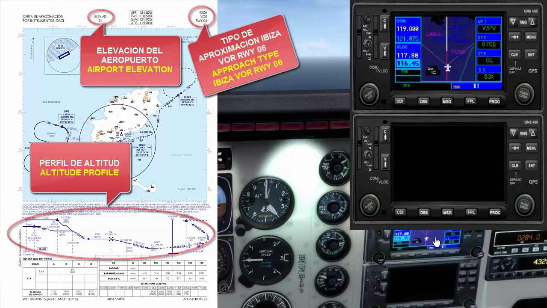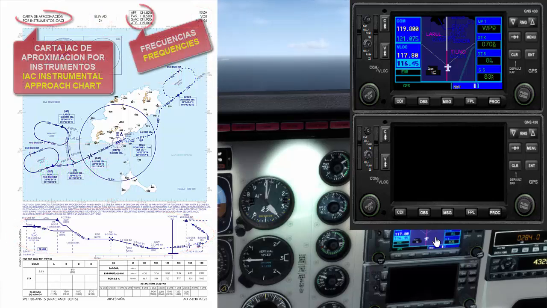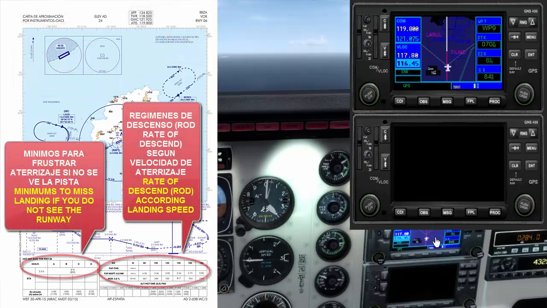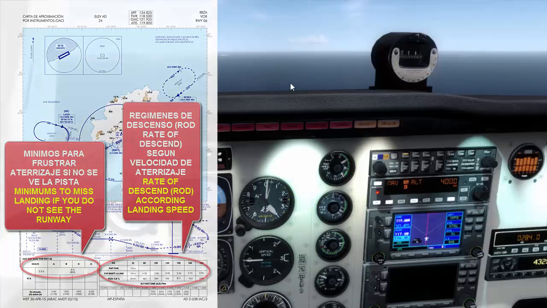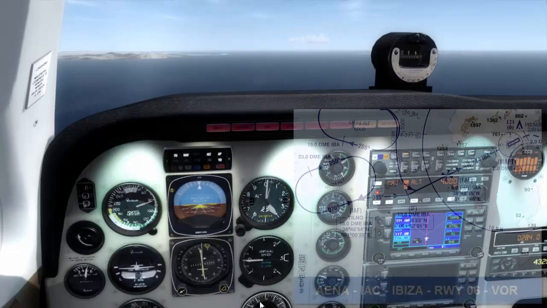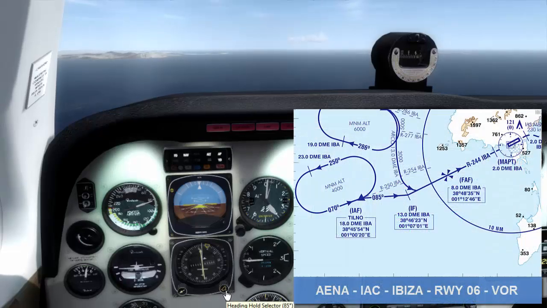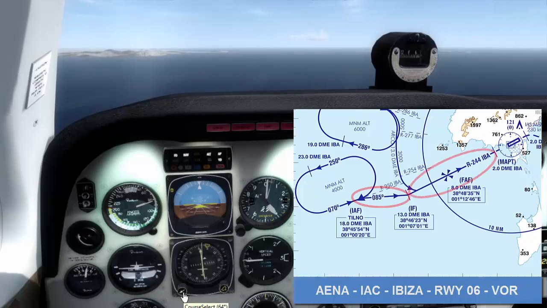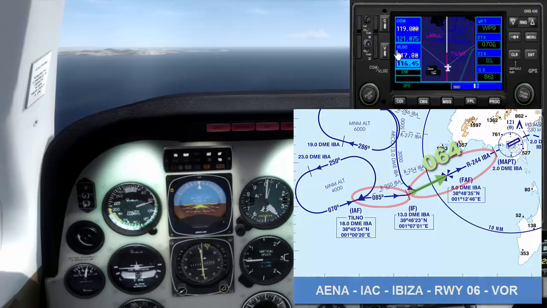It's the same, okay? We have there the elevation of the airport, the type of approach of the chart, the altitude profile, okay, that we will discuss later on, and the descent rates, and also the minimums, because we will need to decide if we land or not when we reach a certain point that is called MAP, meaning missed approach point. Don't worry about that, we'll deal with that later on, okay? So right now I want you to focus on this.